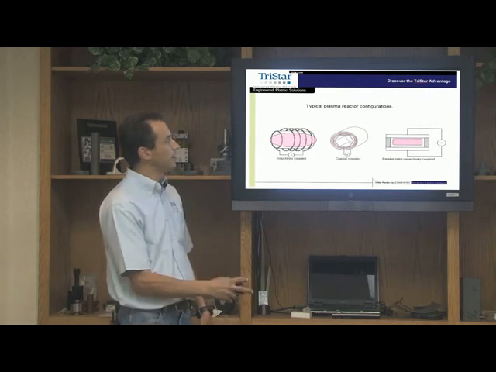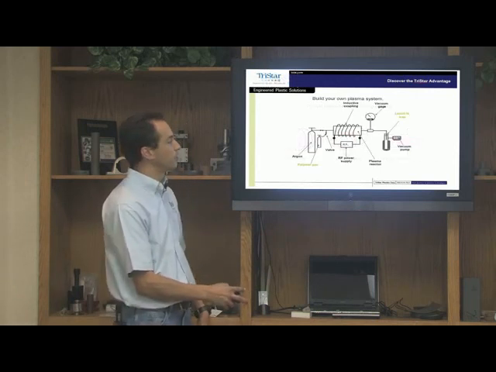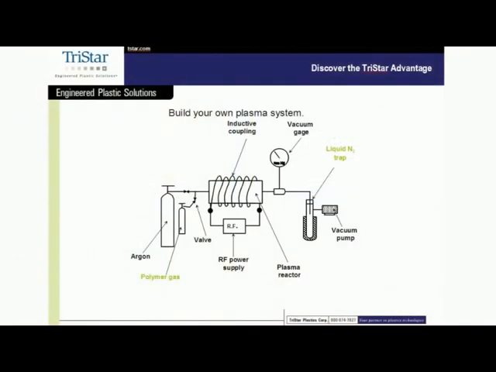So if you wanted to be a good Jedi Knight and build your own, this is a simple design. You would have your gas source, the chamber with RF, a vacuum gauge so you know what pressure you're operating, and a vacuum pump. Those are the parts you need. Assemble it, and then you could generate plasma quite easily.